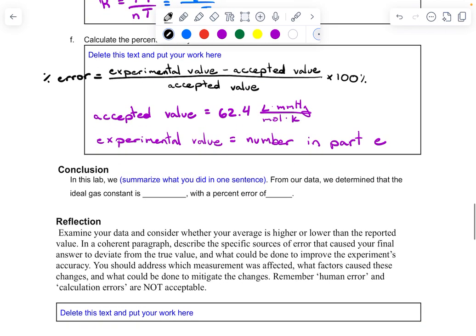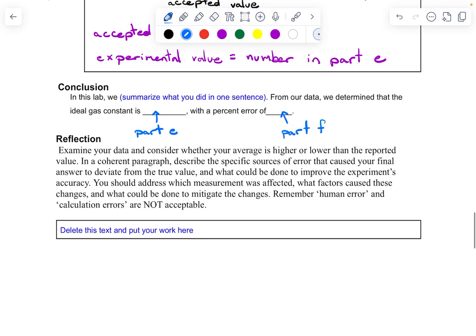All right, in the conclusion, you're just going to do a one sentence summary of what you did in the lab. Okay, like we found the ideal gas constant experimentally by reacting magnesium and hydrochloric acid and using partial pressures, or something along those lines. From our data, we determined that the ideal gas constant is, so you will put in what you got from part E, with a percent error of, and this is what you'll put in from part F. Make sure that they actually match.